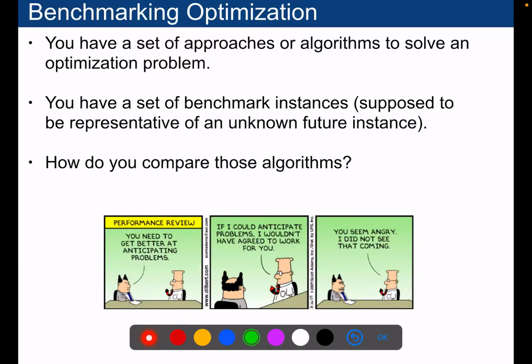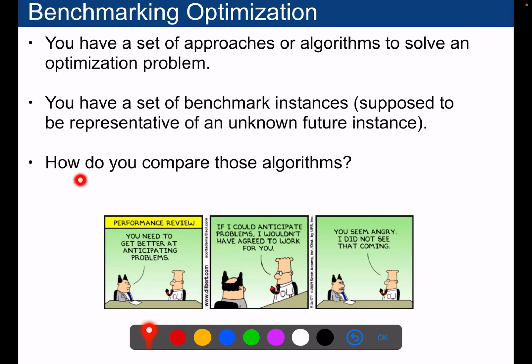A topic that might be very important when you do your master thesis is how to benchmark optimization algorithms. In this problem, you have a set of different algorithms or approaches to solve an optimization problem. You also have a set of benchmark instances that are supposed to be representative of an unknown future set of instances that you want to use for your algorithm.